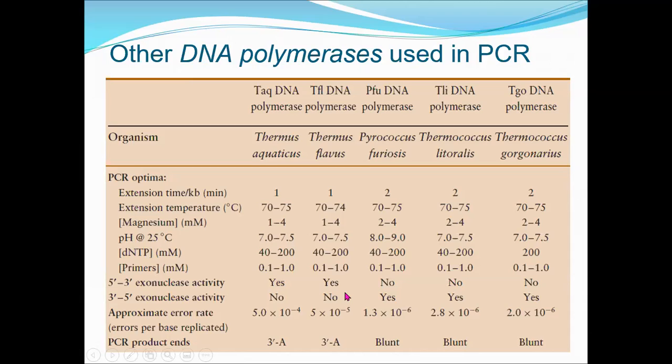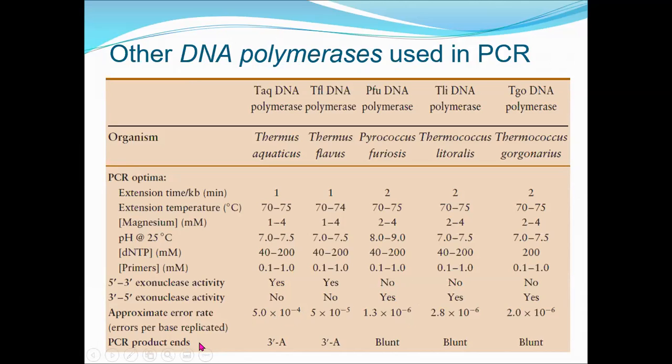So for proofreading, such enzymes can be used, like Pfu, which is mainly used for cloning experiments when you want the sequence to be correct. And the error rates are 5 into 10 to the power minus 4, minus 5, minus 6, and minus 6. The highest error rate is for your Taq DNA polymerase because it lacks the proofreading activity.